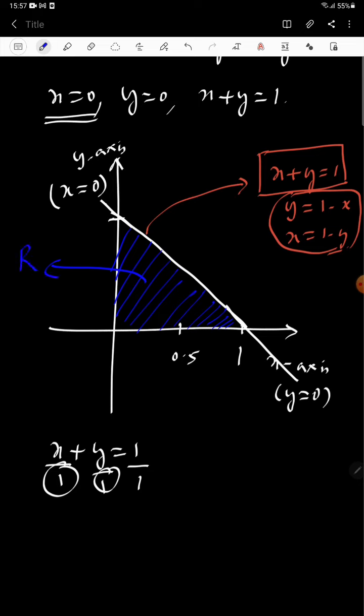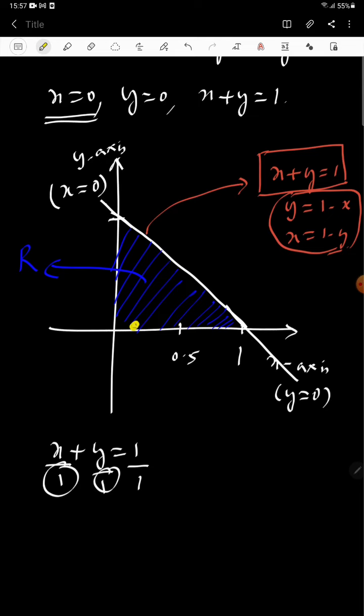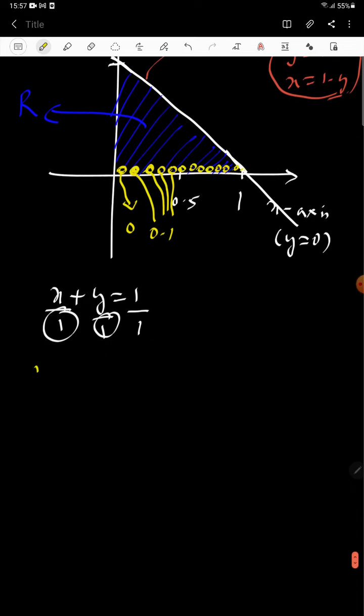Now I'll change the color of the pen. Suppose this yellow dot is moving in the region. Then what is the value of x here? The value of x is 0, 0.1, 0.2, 0.3, 0.4, like that. So the value of x is running from 0 to 1. So the limits of x are 0 to 1. It cannot go more than 1 because it has to go only up to here.